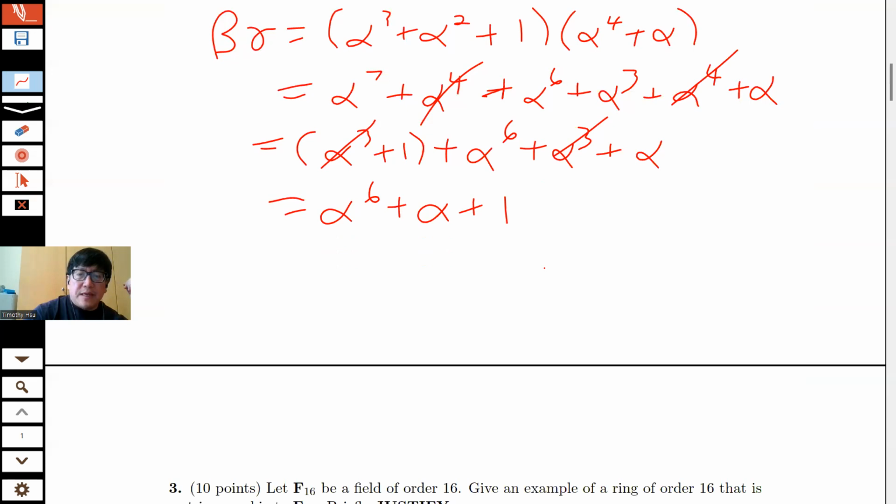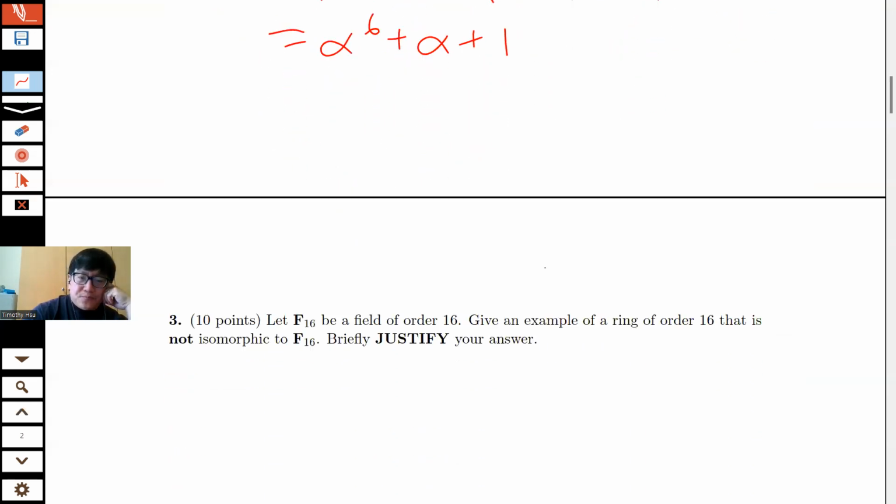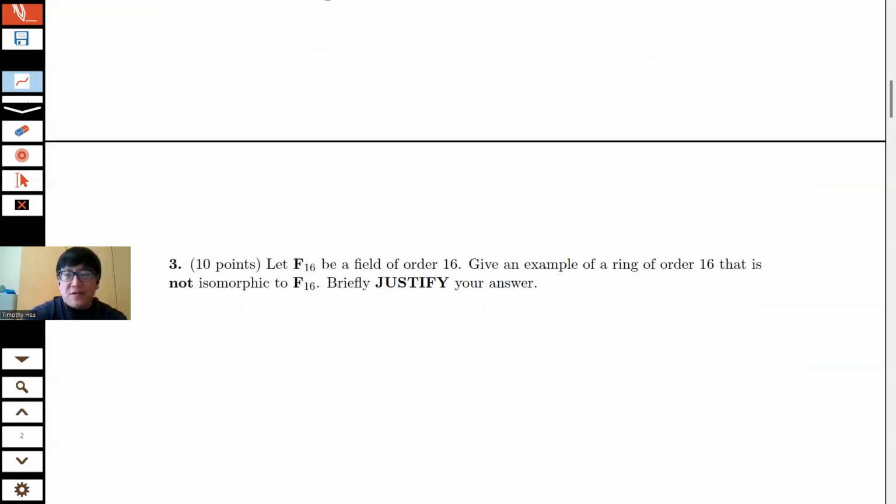Okay, next. Let F16 be a field of order 16. Give an example of a ring of order 16 that is not isomorphic to F16. Briefly justify your answer. Okay. I should have said ring R, but so let R be Z mod 16.